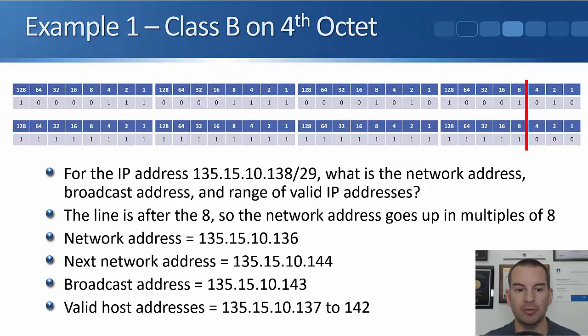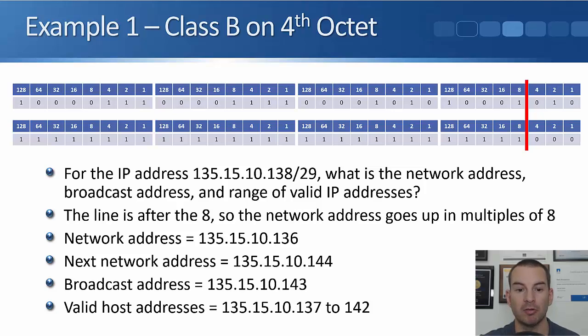Okay, here's the answer. So the question was, the IP address was 135.15.10.138/29. What's the network address, the broadcast address, and the range of valid IP addresses? We'll write this out the same way as usual. So we write out the IP address and the subnet mask. We put the line in after the /29, and the line is going in after the 8. You can see here, if you look up in the top right, that we've got 1s under the 128 and the 8. So we add those 2 together. 128 plus 8 is 136.